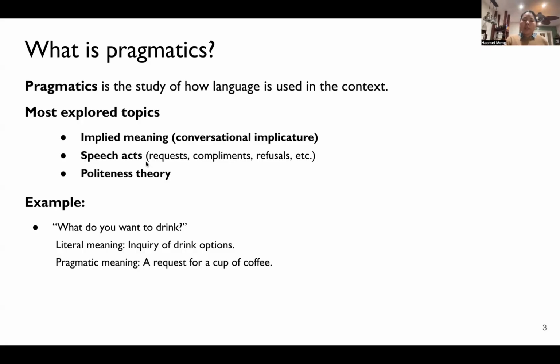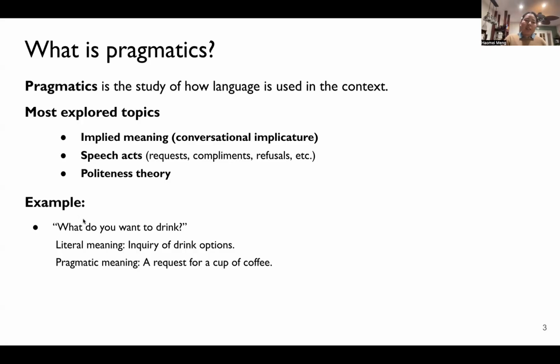Speech acts means how to do things with words. We can use language to accomplish requests, compliments, or refusals, etc. Politeness theory is more about how to use language in a proper way to save your face or others' face, or to avoid potential awkward situation or embarrassment.